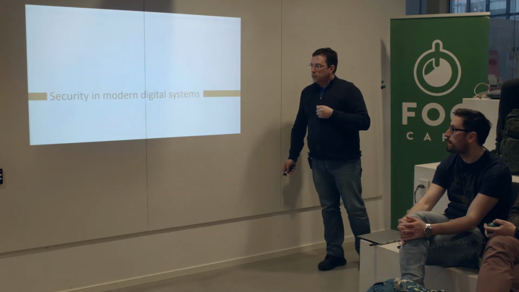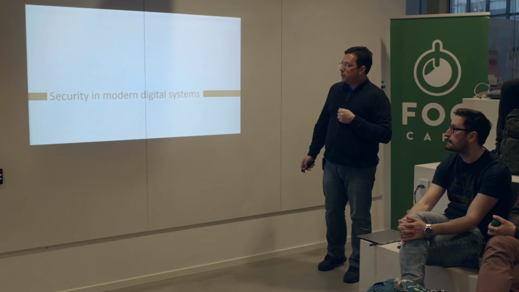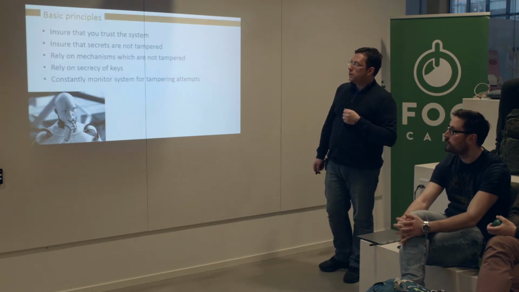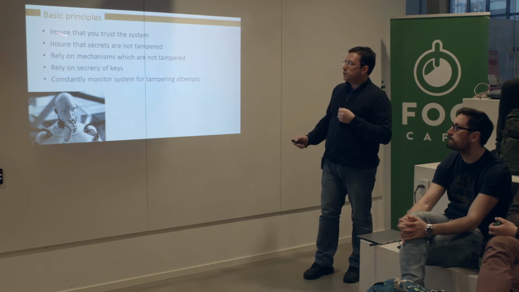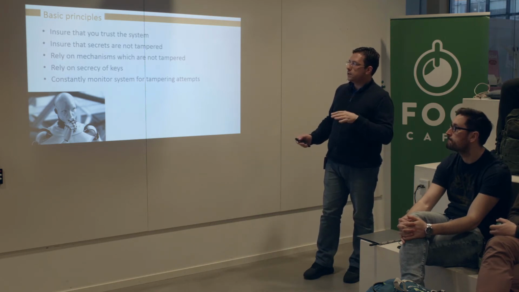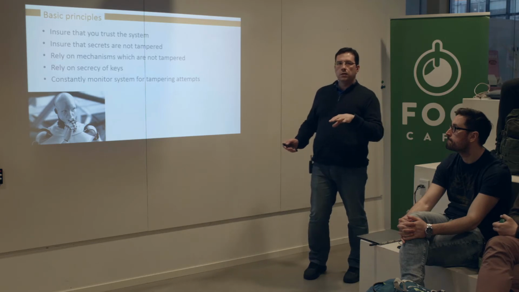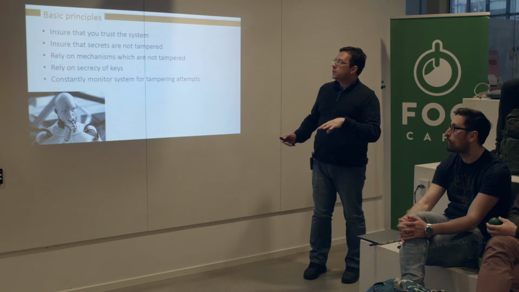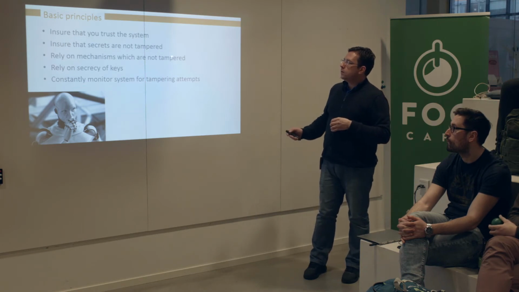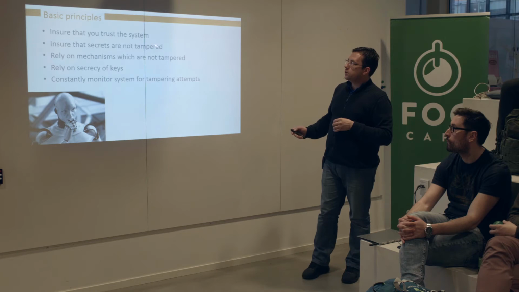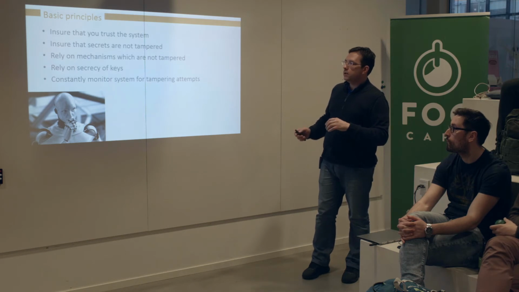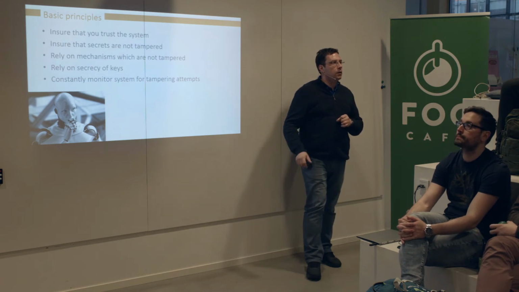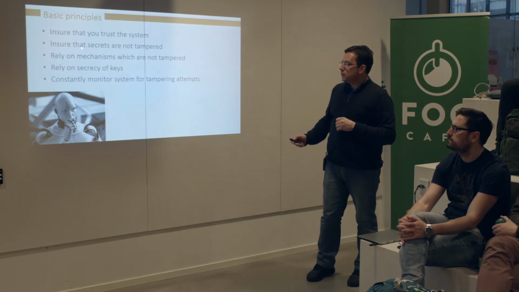So let's continue to discuss a little bit more about security in modern digital systems. So, basic principles, as we said, we have to ensure that we trust the system. So when the system is powered up, it has to do a self-check, which will show if the system was tampered with while it was in a shutdown state. Also, the next step is the system has to ensure that the secrets are not tampered with, meaning that there were no changes to the keys which were embedded within the embedded systems.